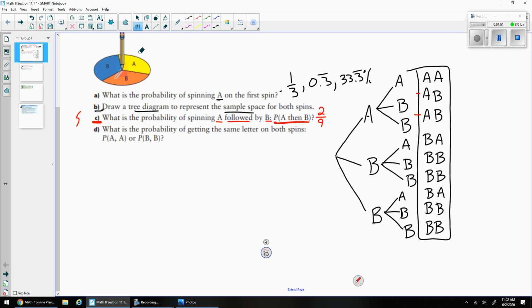which, if you go 2 divided by 9, you get 0.2 repeating, which if you multiply by 100, is the same as 22.2 repeating percent. Okay, so all three of those are different ways you could write it: as a fraction, as a decimal, or as a percentage.